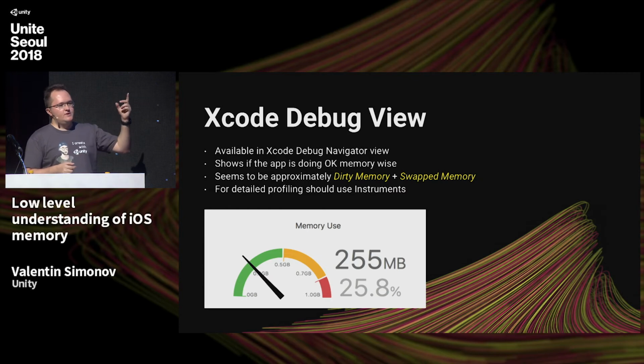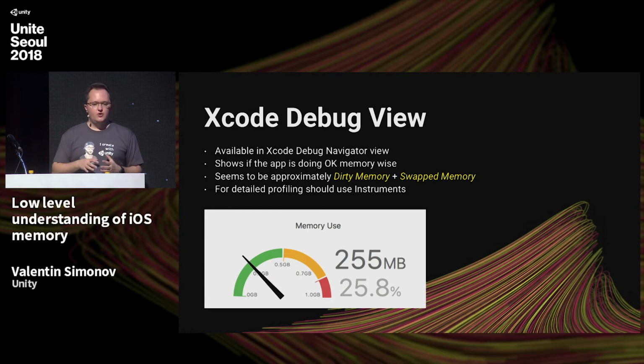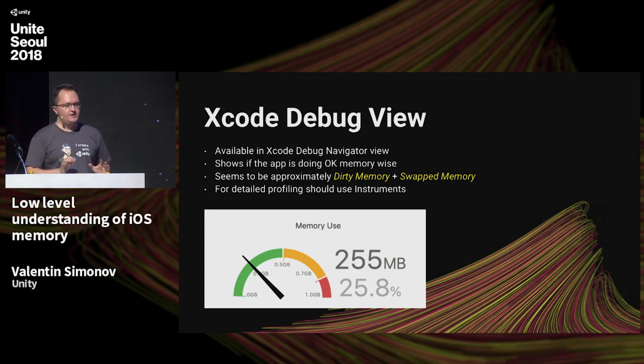So you should use this value just to figure out if your application is doing okay memory-wise, because usually it seems when the value goes into the yellow zone, it's soon killed by the operating system. And of course, for detailed profiling, you should use Instruments, and we'll get to that on the next slide.